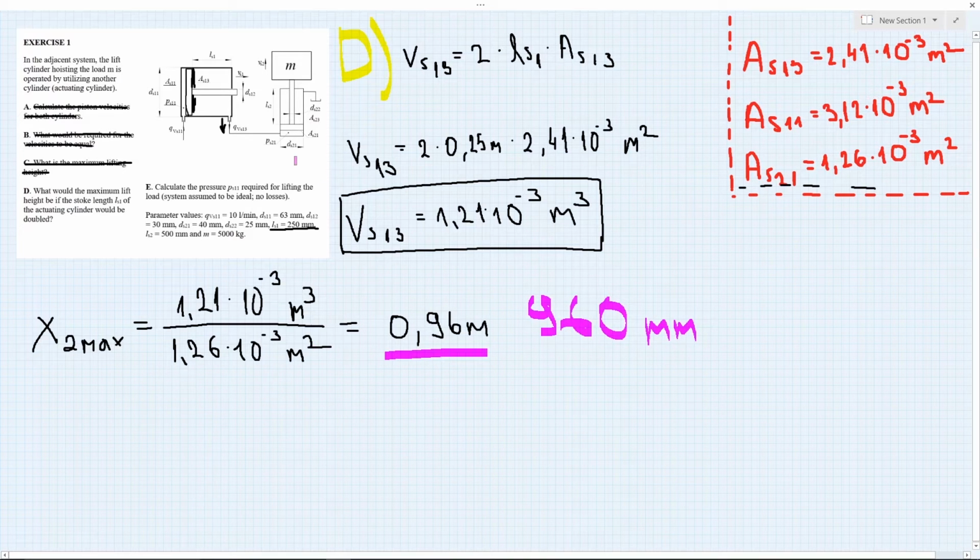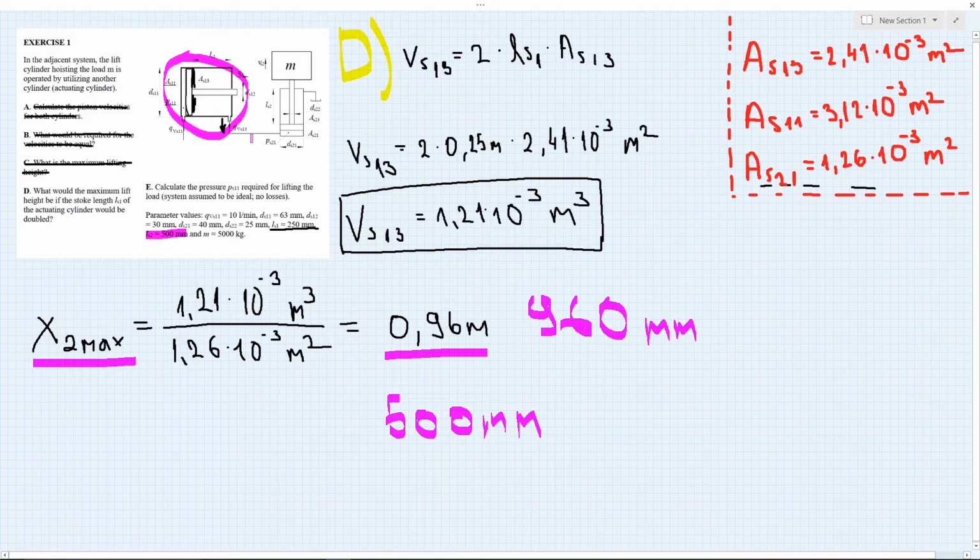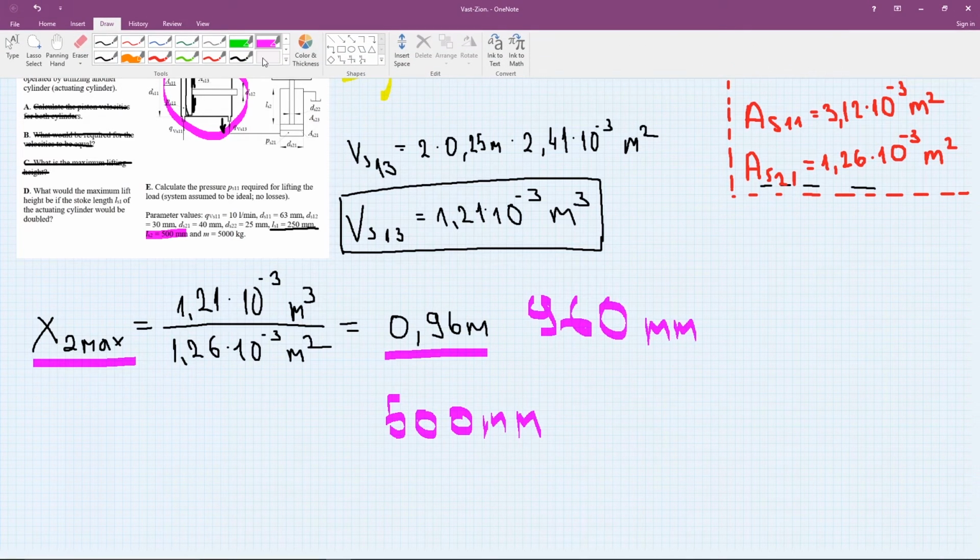The problem is the maximum stroke length of this cylinder is 500 millimeters, which means that this hydraulic cylinder, the maximum stroke length, would be 500 millimeters, and when it reaches the top, it will just stop. And the actuating cylinder would stop as well because we don't have any safety valves here. So the maximum stroke length is 500 millimeters. And that's it for D.